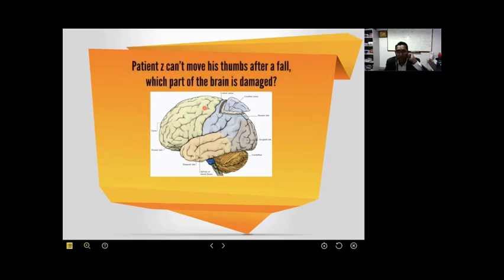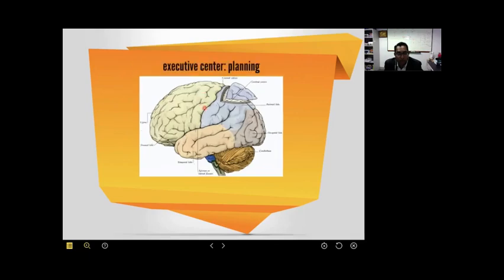So patient Z can't move his thumb after a fall. Which part of the brain is likely damaged? Well, this is not necessarily the reason why. For these questions, I just wanted to give you a simple question to give you a chance to remember and try to recollect the information we just learned.